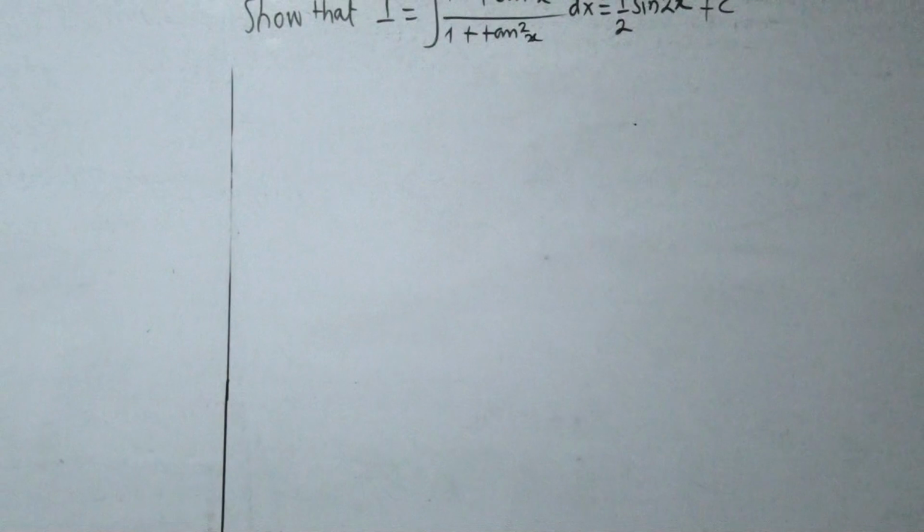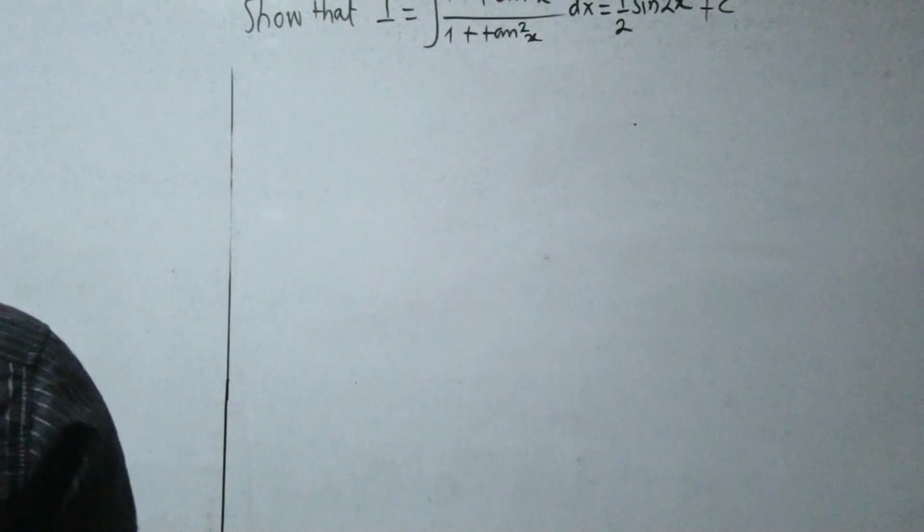It's to show that the integral of (1 minus tan square x) divided by (1 plus tan square x) dx is equal to half sine 2x plus an arbitrary constant c. In this question, we're going to make use of substitution. We're going to make use of the fact that tan is sine over cos.